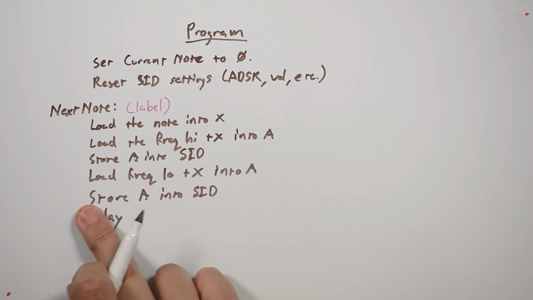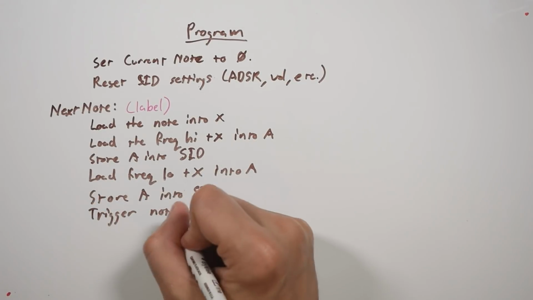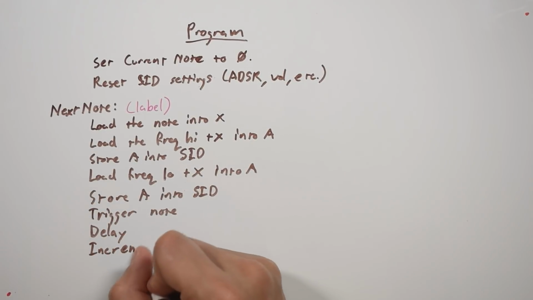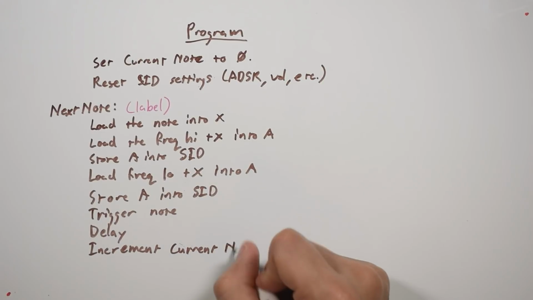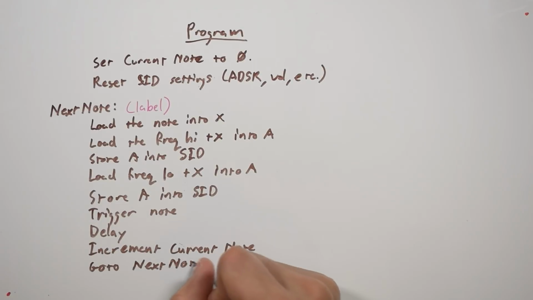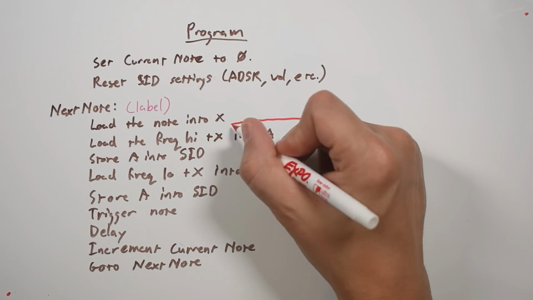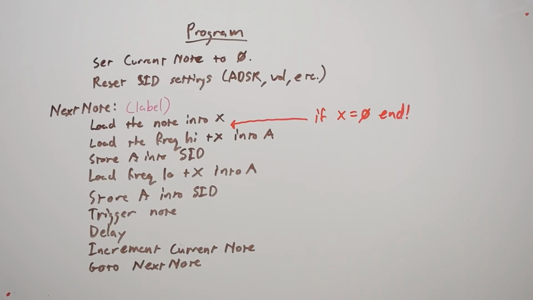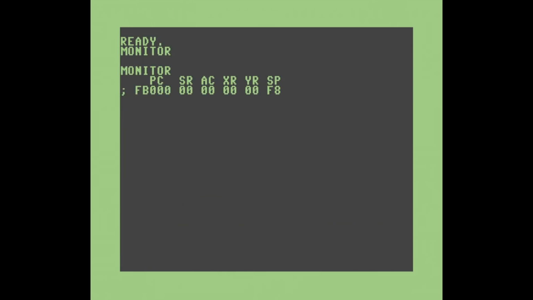Now that voice 1's frequency is set, we can trigger the note. Then we delay so we can hear the note, increment our current note value, gate off the voice, and then finally go back to the top of the loop. Unfortunately, in this diagram, I missed our exit case at the top. We should exit the loop when the note number is 0. Now that we know what our program has to do, we can start writing it.